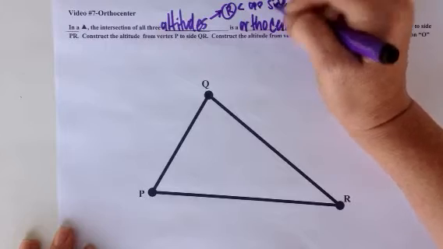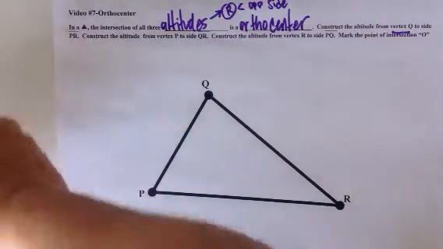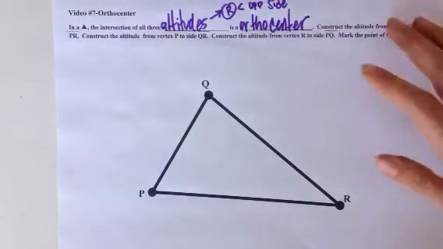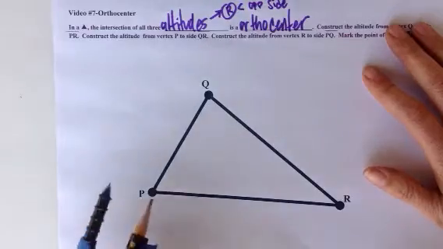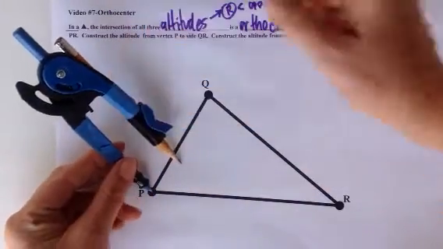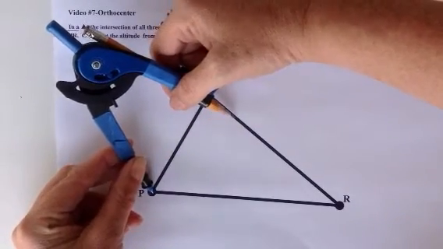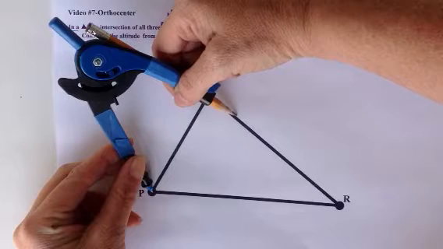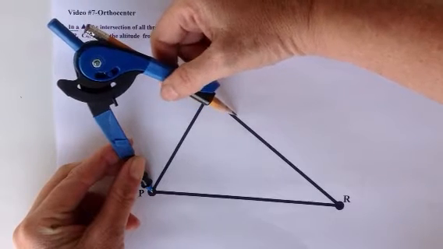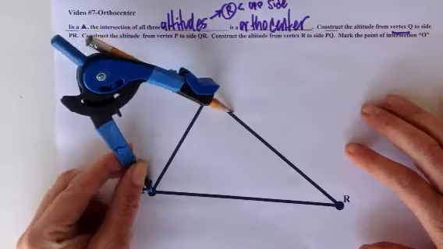It starts with the vertex. So we're going to be drawing perpendicular lines from an opposite side. So I'm going to start with P here. And the way we do that, first you put your anchor point on P and open up your compass, and it's really important that you go just past the line, and I mean literally just past it. Okay? It's just past the line.